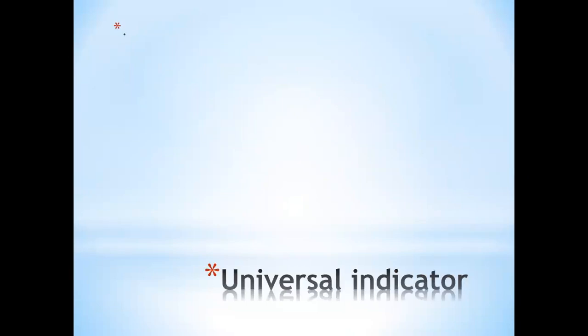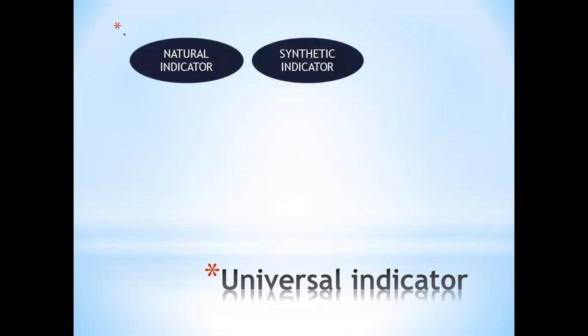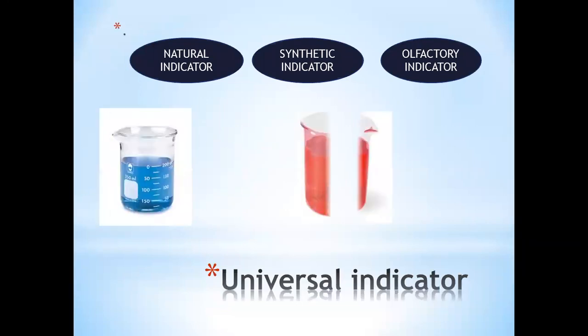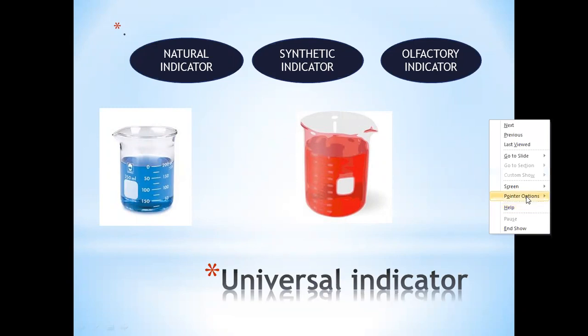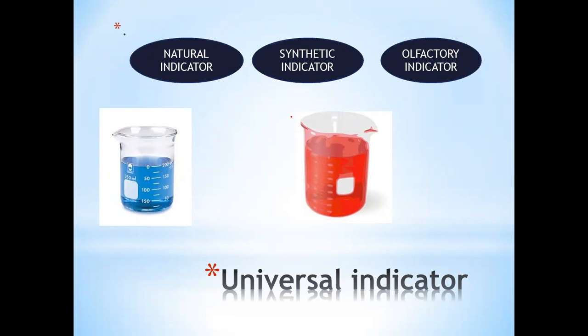First of all, why do we need universal indicator when we already have natural indicator, synthetic indicator and olfactory indicator? To understand this, let's take two solutions A and B. One is acidic, other is basic. You can test it by using natural indicator or synthetic indicator. Let's say A is acidic and B is basic.